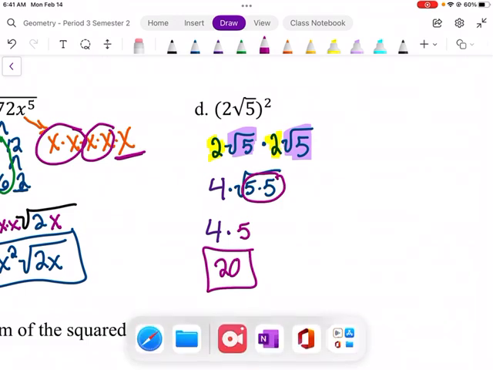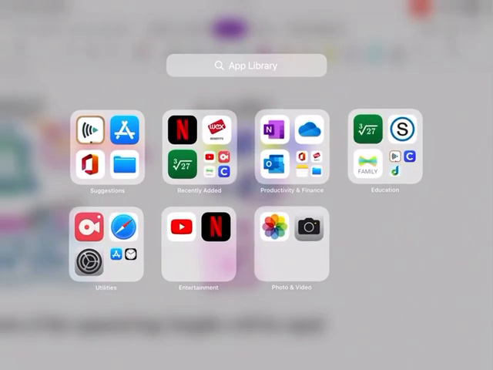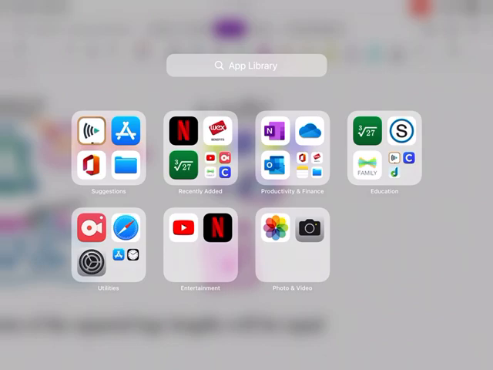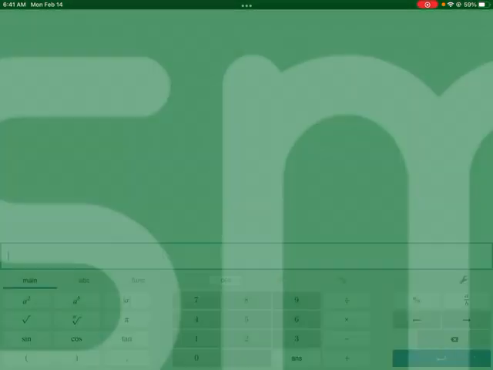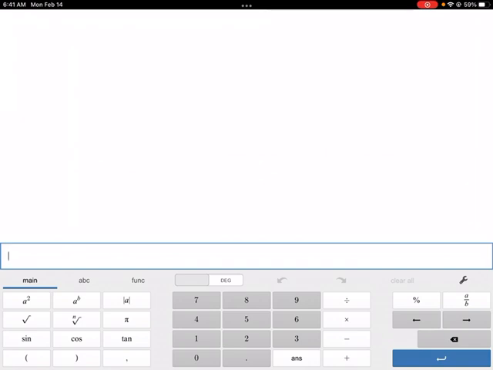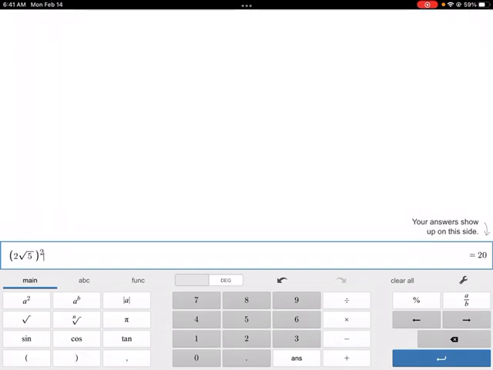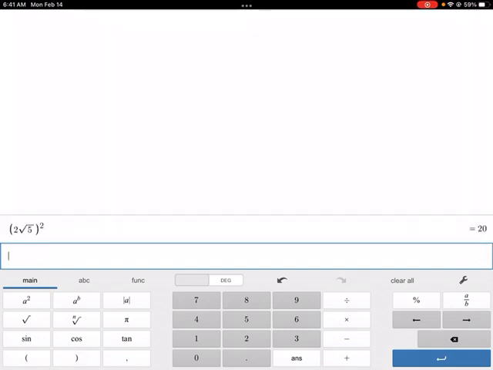Now, when you're putting this into a calculator, there's something that I want you to be careful with, and that would be the parentheses. So if we type it in exactly what it looks like on your paper, we would have 2 square roots of 5 in parentheses squared, which we'll see on this calculator equals 20.